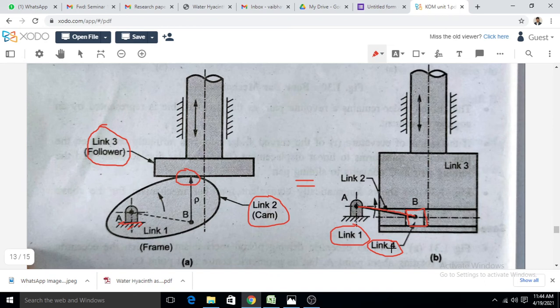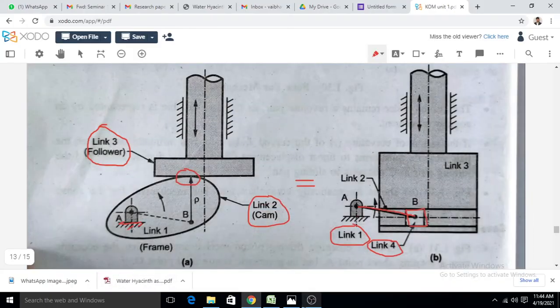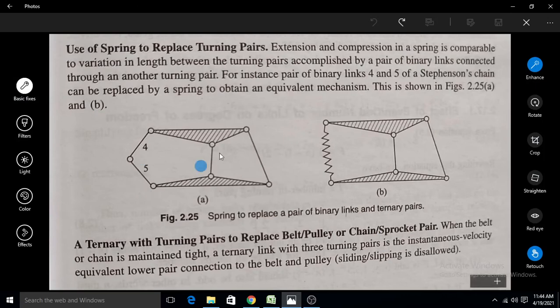So this is the case number 3 that we have discussed. Okay, now we will discuss the case number 4. See here, use of the spring to replace the turning pair. Okay, we will use the spring to replace the turning pair.